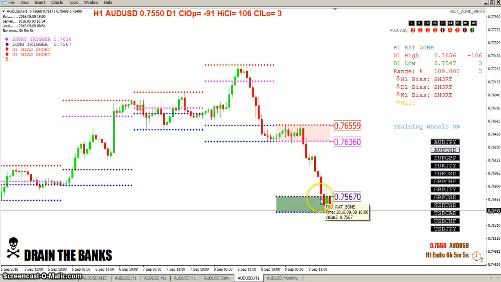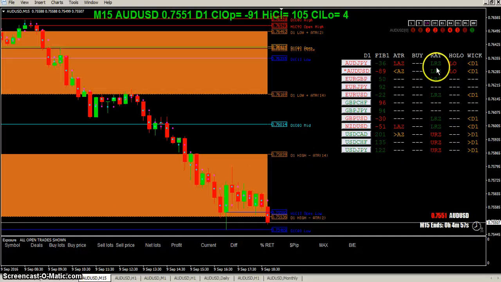So once again, here we have the lower rat zone and the upper rat zone. So that's the rat zone. Then we have the holo zone, or highest open, lowest open, and we've got AUD USD there. And so what we're looking at is H1 highest and lowest opens, and you can see here the H1 open low is at 75.56, and it's sitting here.